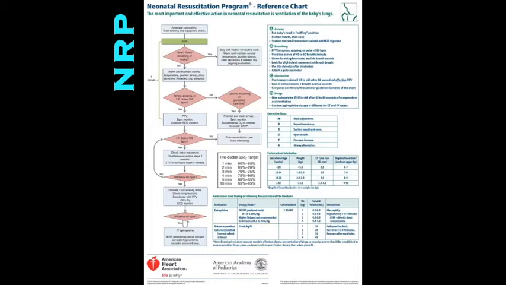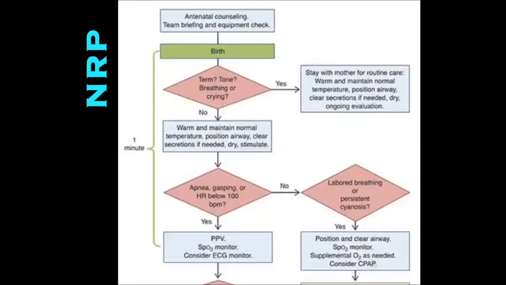So once a baby is delivered, you have a set of actions, interventions, and assessment depending on the presentation. So for example, upon birth, you have to assess whether the baby is term, or the tone is good, or if the baby is breathing or crying. Because we're talking about prematurity, the baby in a particular instance would be delivered preterm, and therefore we proceed to the next step, which is maintaining warmth and normal temperature. We position and clear the airway of secretions, and we dry and stimulate.